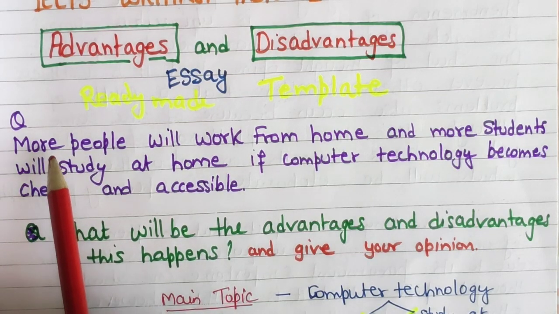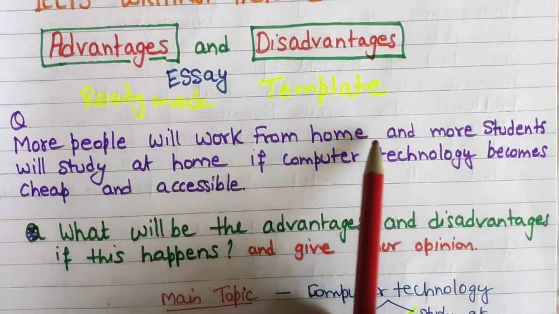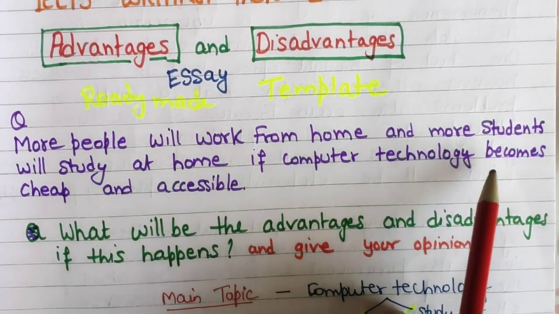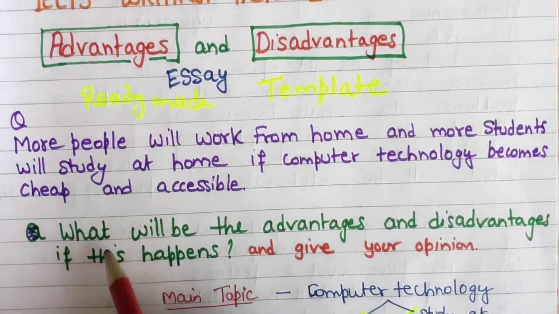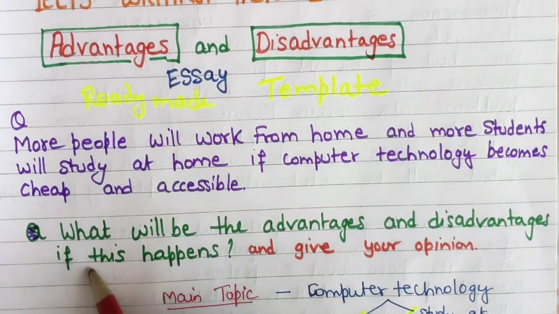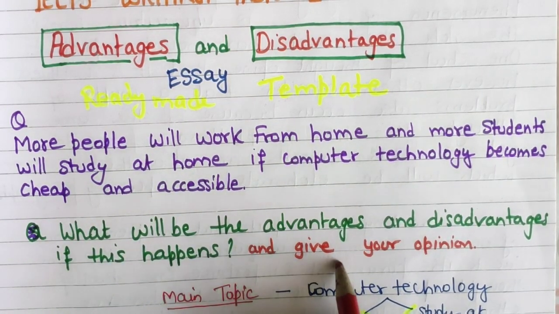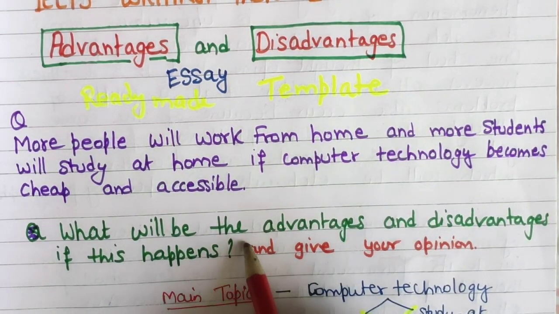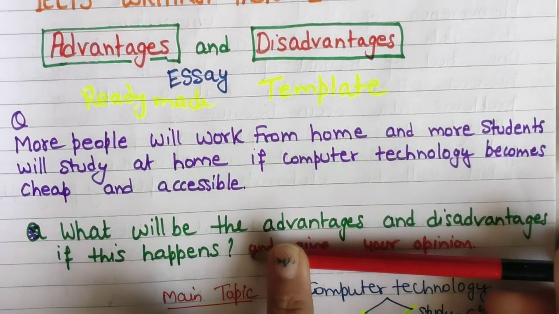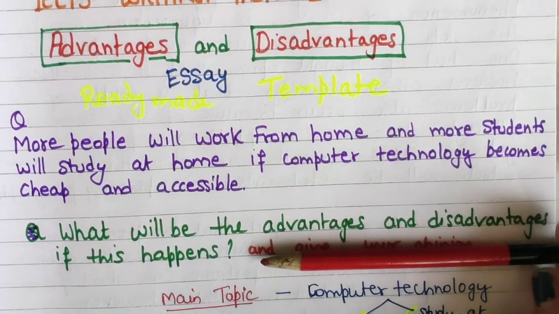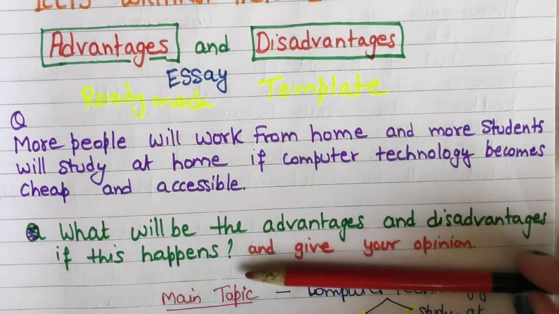So this is my question. More people will work from home and more students will study at home if computer technology becomes cheap and accessible. The question is, what will be the advantages and disadvantages if this happens, and give your opinion. You have to give your opinion if they are asking you. If they are not asking you, suppose this is not given, then you are not going to give your opinion, right? So you should understand this condition also in the question.